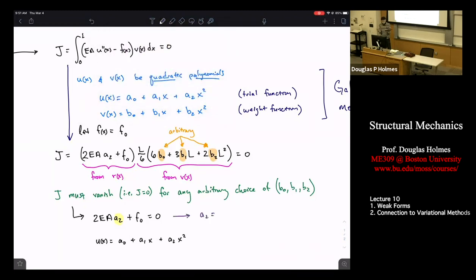So a2 is equal to negative, no wait, did I have a sign change? I did have a sign change. So a2 is equal to f naught over 2EA.